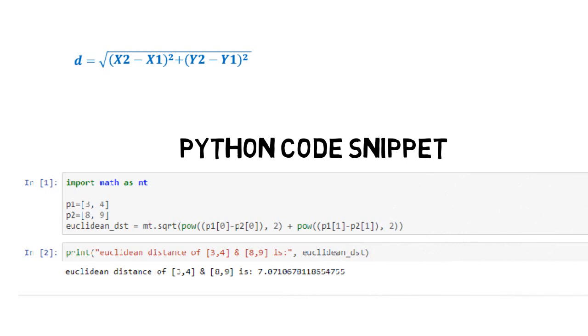In the Python program given here, we have 2 points P1 and P2 with coordinates 3, 4 and 8, 9. So we take the sum of (8 minus 3) whole square and (9 minus 4) whole square. The sum is again taken through square root to result in 7.07 as the Euclidean distance, or the ED, across these 2 points.